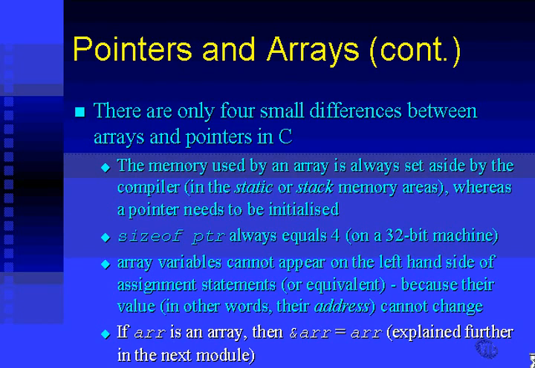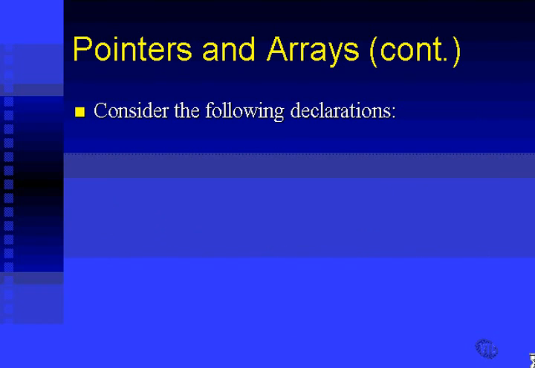Now, you're looking at 4 differences. You might think, well, that's actually quite a lot of differences. Surely they're more different than they are similar. But no, they're actually more similar than they are different. I'll show you now all the similarities between pointers and arrays. Let's have a look at those.